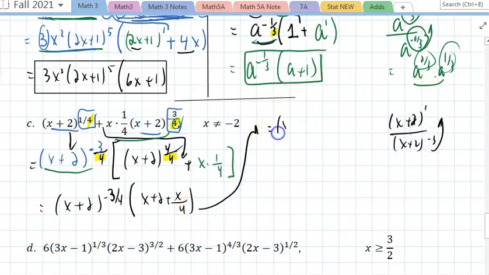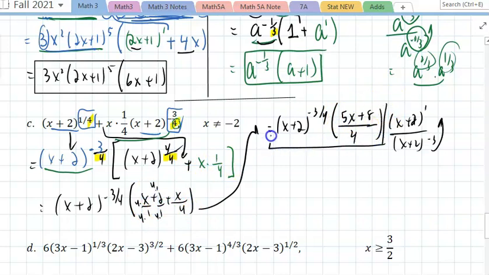You could take it a step further and say that is x plus 2 to the negative 3/4 times, all over 4. 4x plus x is 5x. 4 times 2 is 8. And that would be your final answer.